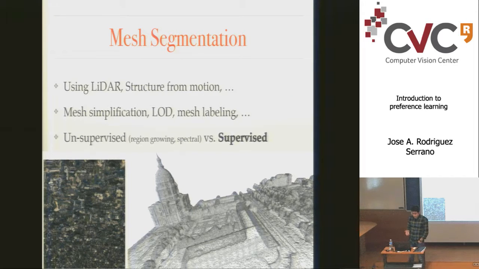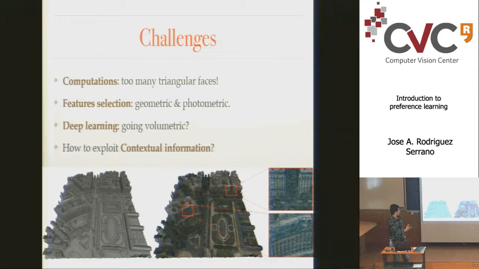And why not deep learning? Well, there are many challenges here. For instance, the computational part, because we have 1 million triangular faces, or could be even more. And at the same time, we also have photometric information. And the question is how to merge these different modalities. Well, deep learning could be an option. It's been widely used for image segmentation.